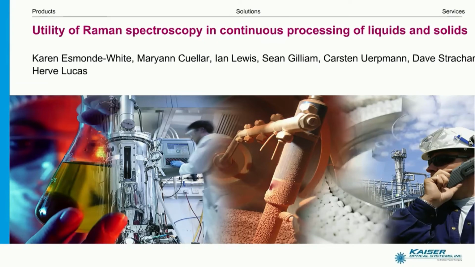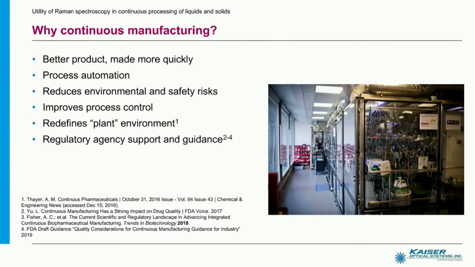I'm going to focus on continuous manufacturing and how Raman spectroscopy as a PAT has a role in this. We know that continuous manufacturing approaches have been used by chemical and oil and gas industries for many years, and this concept is now taking traction in pharmaceutical and biopharmaceutical industries. And why is that? It's because you can make a better product more quickly. You can start to incorporate process automation concepts. It reduces the environmental and safety risks.